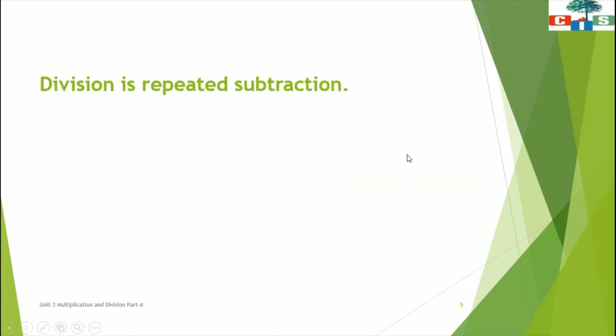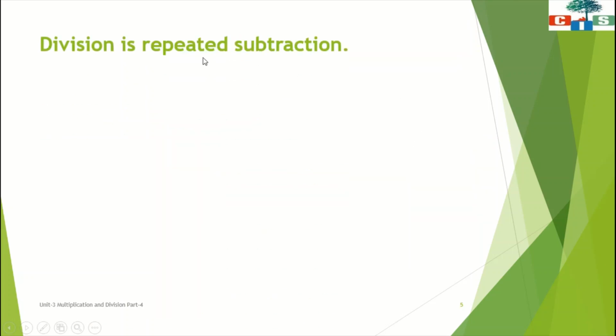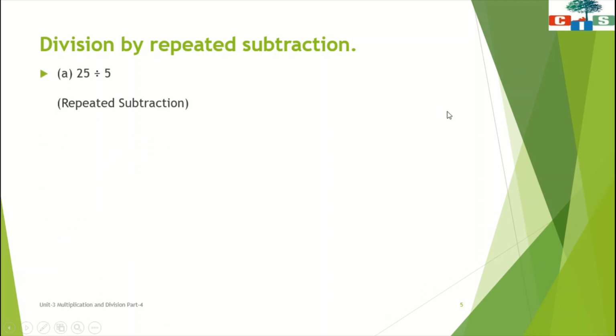Now next we will see what is repeated subtraction. So let's learn division by repeated subtraction. What is repeated subtraction? The name itself tells us that we have to subtract the same number from another larger number until we get the remainder 0. We have to keep on subtracting the same number. We will see this with the help of an example.